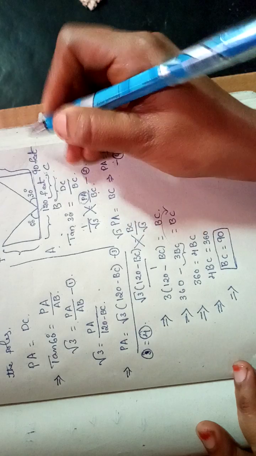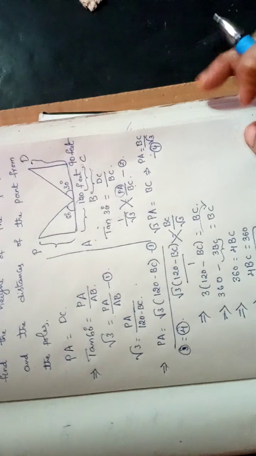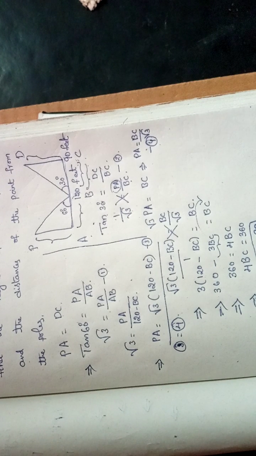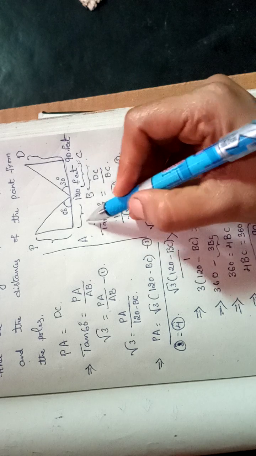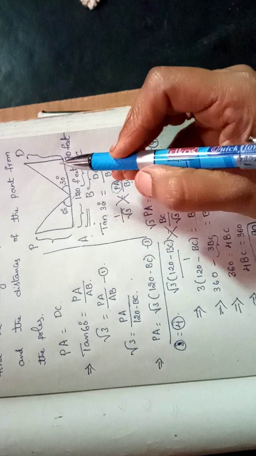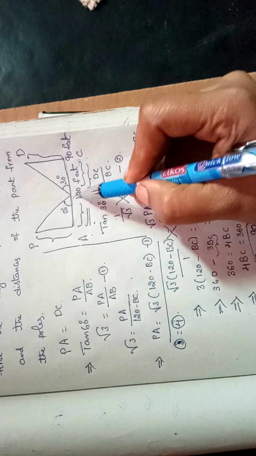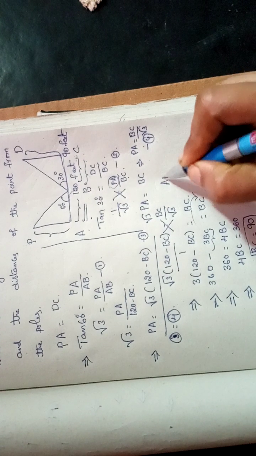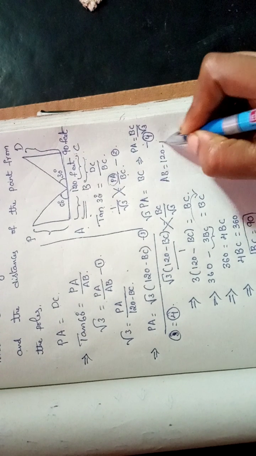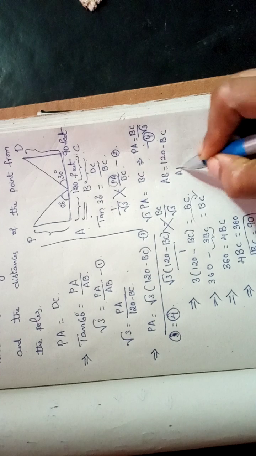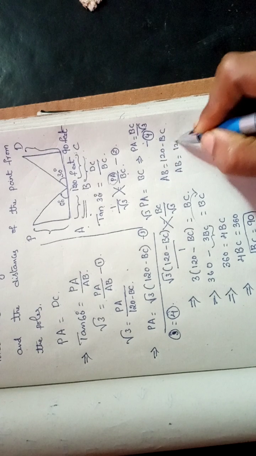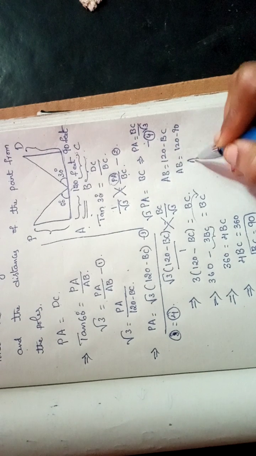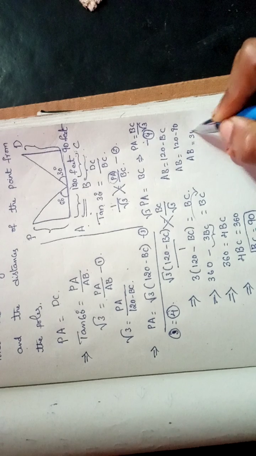By using this and the equations, we can find the other values also. Simply we can find AB. AB is 120 minus BC, that is 120 minus 90. So AB equals 30.